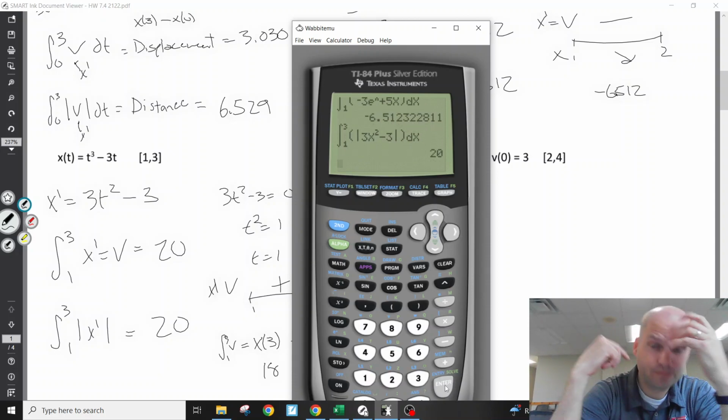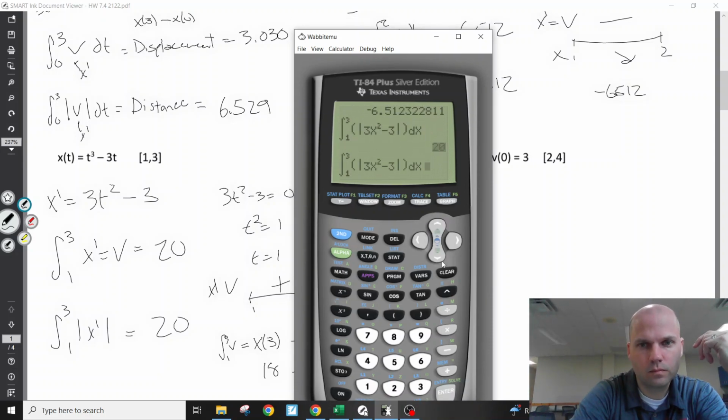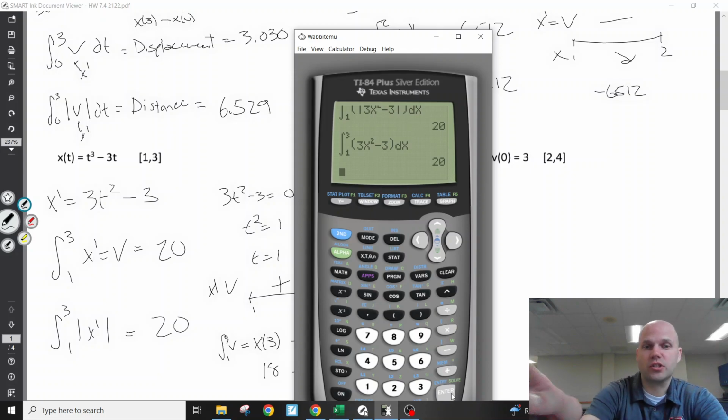I get 20. If I did the same thing without, I'm going to get 20. That would have been a good question to do without a calculator.